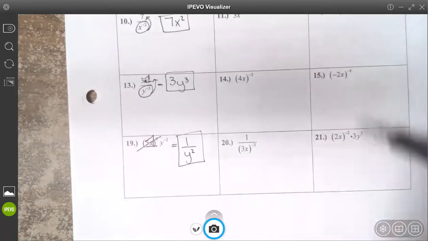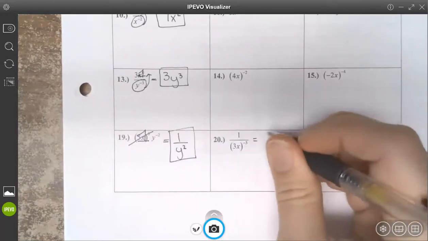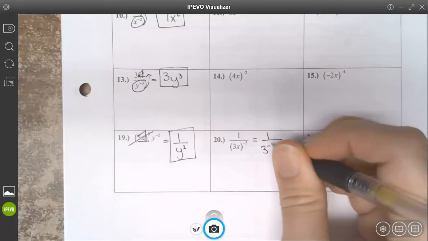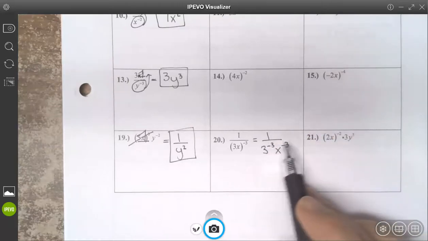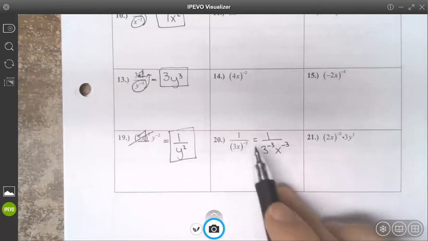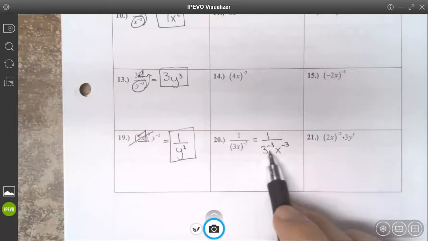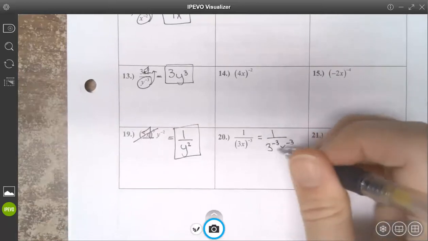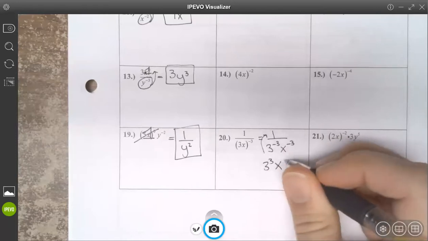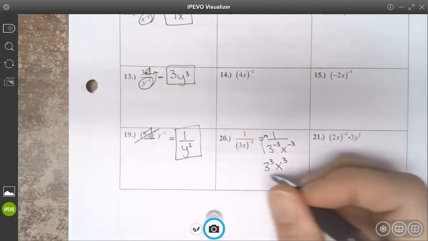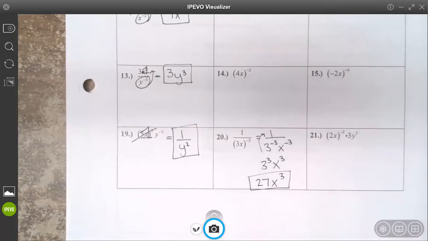I'm going to do an L and then I'll leave the top 4. On 20, I need to make sure that both the 3 and the x get raised to a negative 3rd power. So I can either bring that in now, or I could have moved this up and then brought in the exponent, but it's important that the integers are treated separately. Now they're both going to be negative, so I'm going to have to flip them and write them in the numerator with a positive exponent. Now I can evaluate it, 27x cubed.